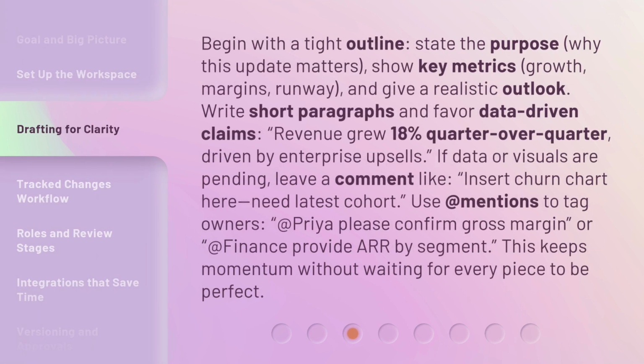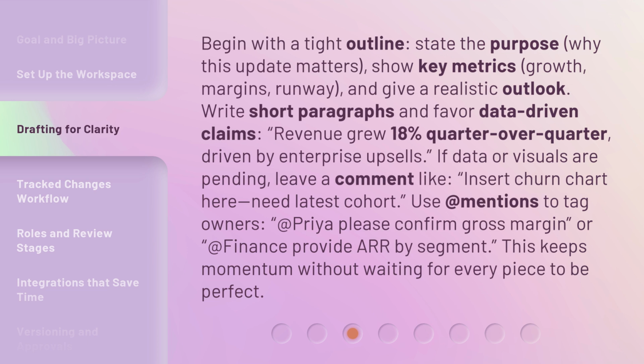Begin with a tight outline. State the purpose, why this update matters. Show key metrics, growth, margins, runway, and give a realistic outlook. Write short paragraphs and favor data-driven claims. Revenue grew 18% quarter-over-quarter, driven by enterprise upsells.